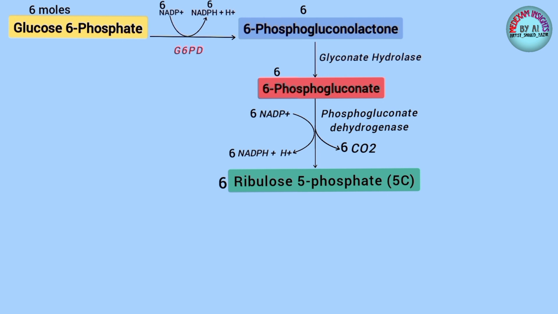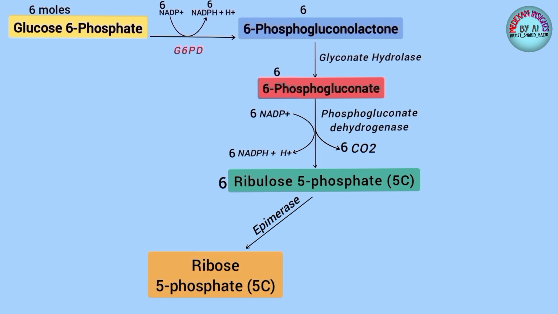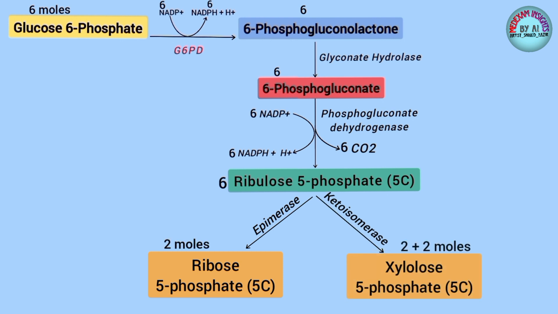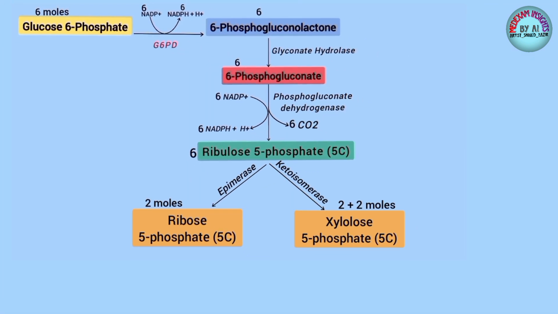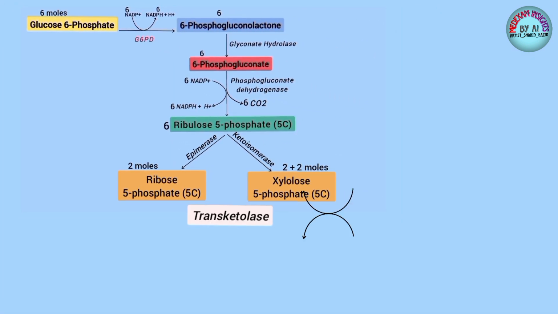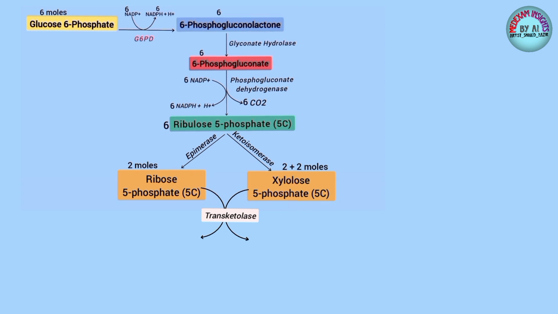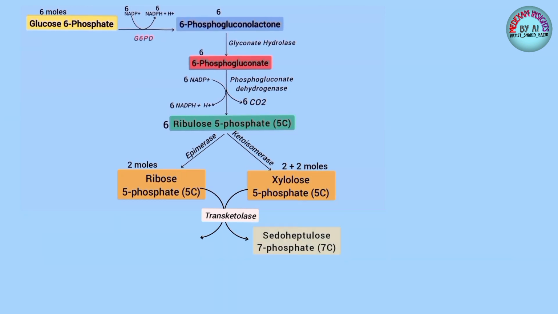Now, the non-oxidative phase. In the presence of epimerase, 2 moles of ribulose 5-phosphate are converted to 2 moles of ribose 5-phosphate. And in the presence of ketoisomerase, 4 moles of ribulose 5-phosphate are converted to 4 moles of xylulose 5-phosphate. Now, under the influence of transketolase, a 2-carbon moiety from xylulose 5-phosphate is transferred to ribose 5-phosphate to give 7-carbon sedoheptulose 7-phosphate and 3-carbon glyceraldehyde 3-phosphate.